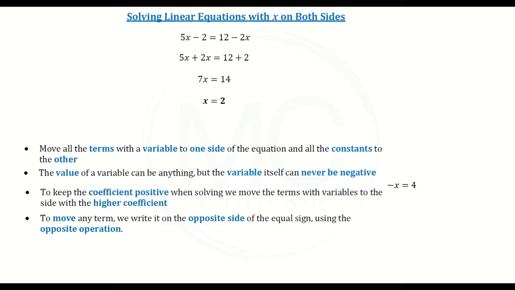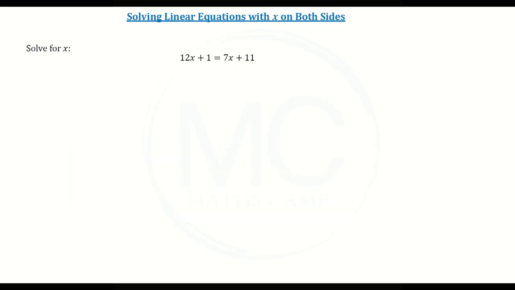Let's tidy this up and look at some more examples that you may see in this course. 12x plus 1 is equal to 7x plus 11. 12 is the higher coefficient, so we're going to leave this term where it is. And we're going to move the positive 7 over, and we get negative 7x. On the right-hand side, we have 11. Leave that where it is, and we move the 1 by subtracting 1 on this side.